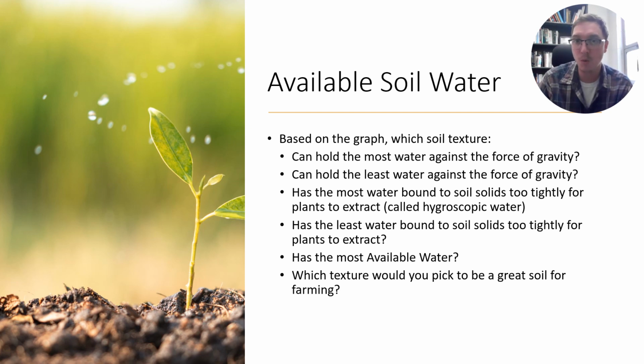And then which texture would you pick to be great for farming? A practical application. Again, that would be something like a loam or a silt loam, a big combination of all of them, where you have high available water, the most water that your plants can use to grow and do happy plant things.